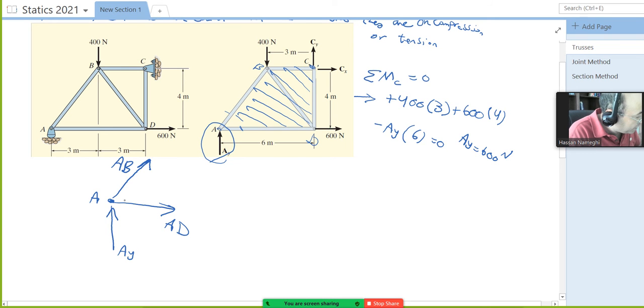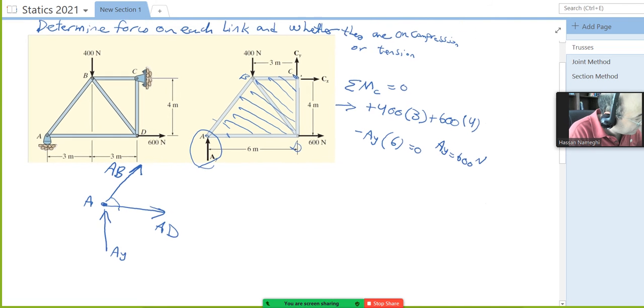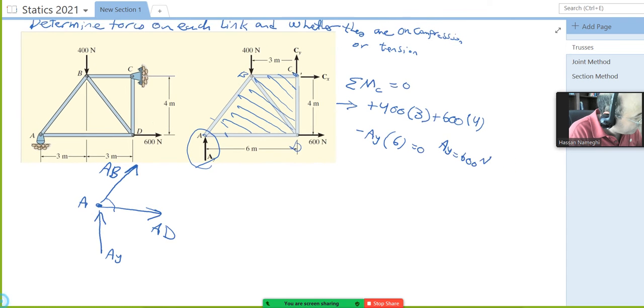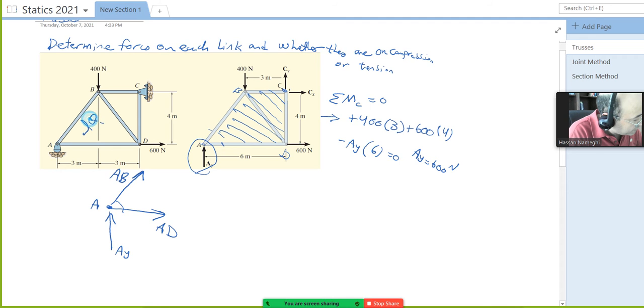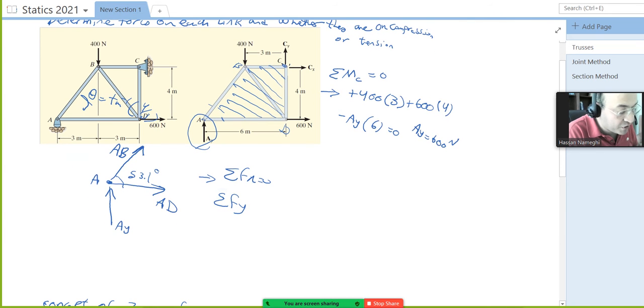Now, the only thing I need is the angle here, right? So the angle here, if you consider it as theta, theta is tan inverse of 4 over 3. So the angle here is 53.1 degrees. So I can set up the equations here. I'm going to have sum of Fx equal to 0, sum of Fy equal to 0. In every joint, you have only two equations.